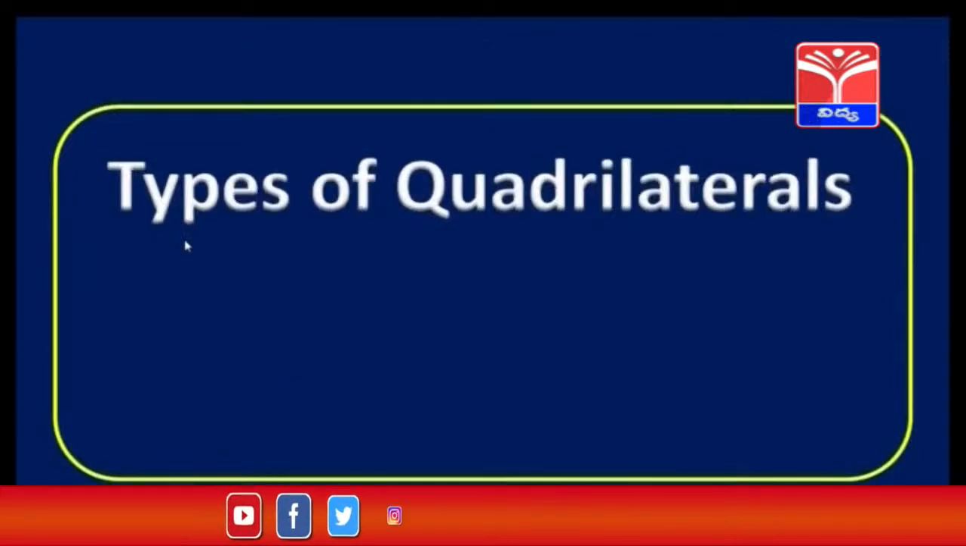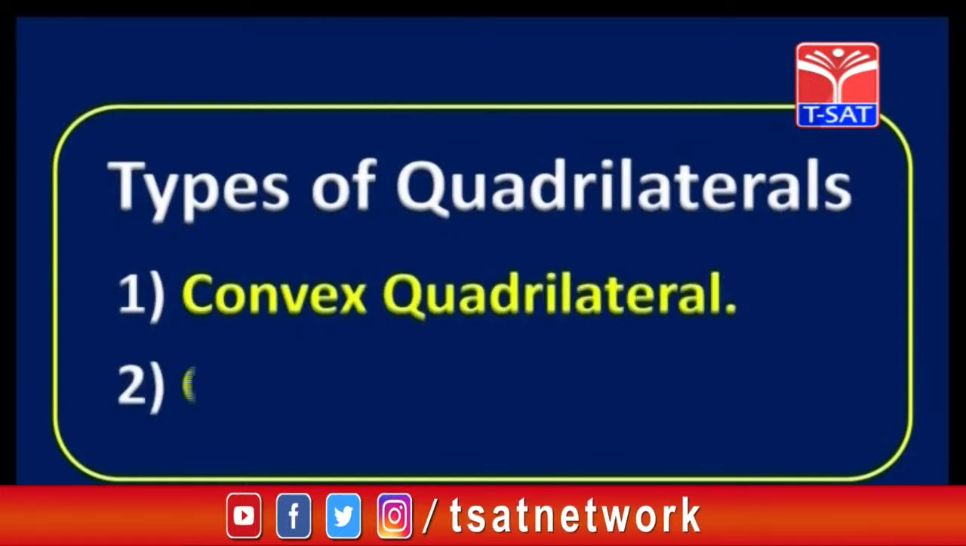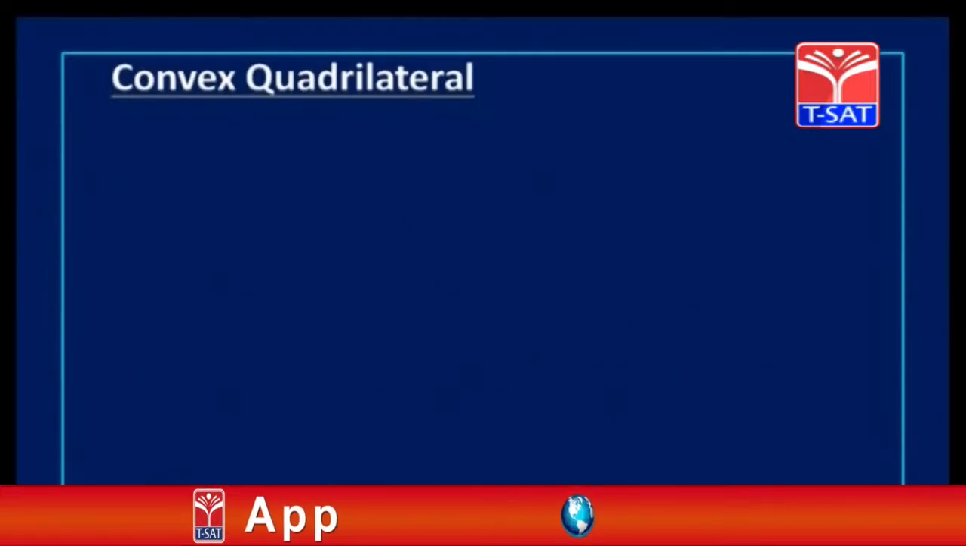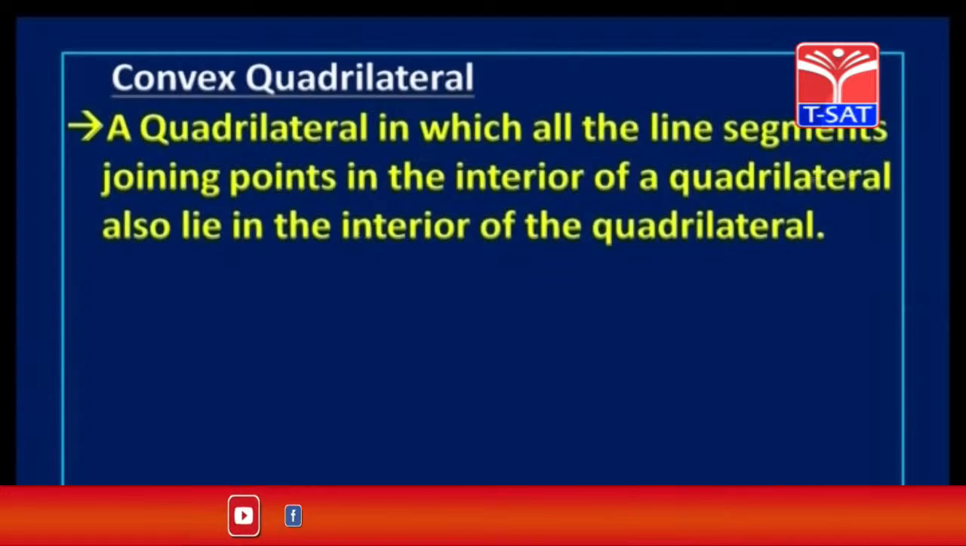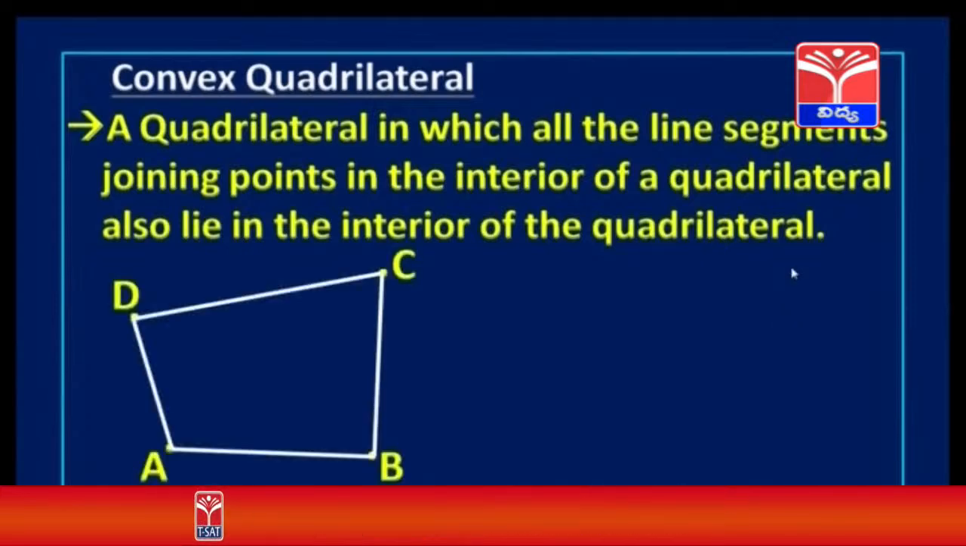Okay, let us understand types of quadrilaterals. Children, we have 2 types of quadrilaterals. First one, convex quadrilateral. Second one, concave quadrilateral. Let us understand what is a convex quadrilateral. A quadrilateral in which all the line segments joining points in the interior of a quadrilateral also lie in the interior of the quadrilateral. Let us understand with the diagram.